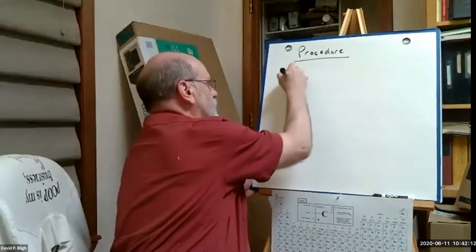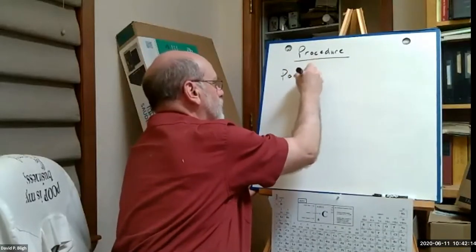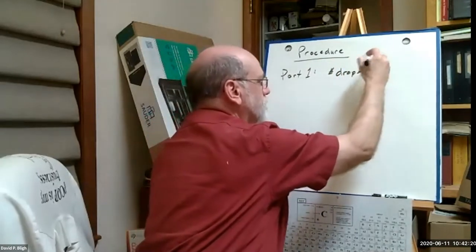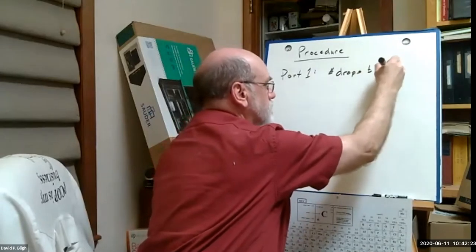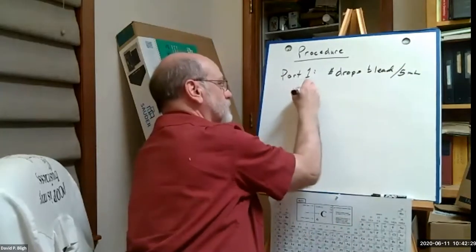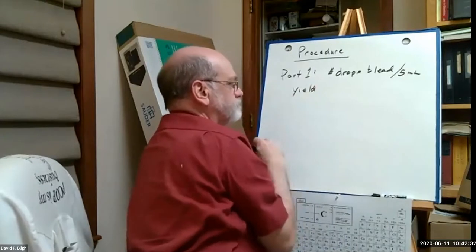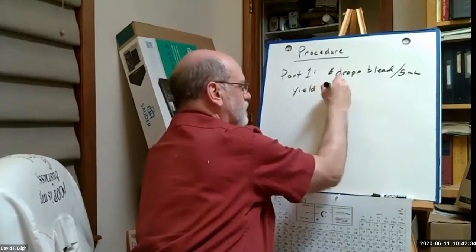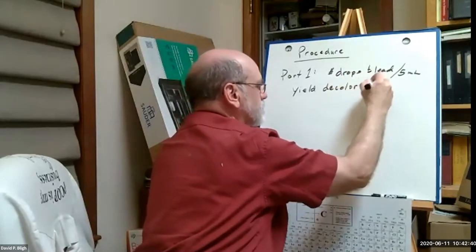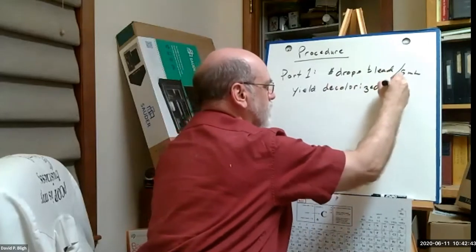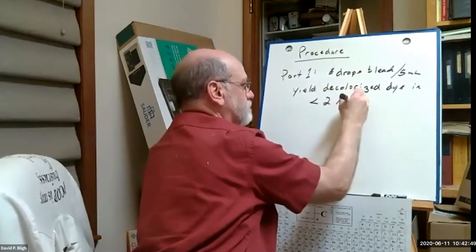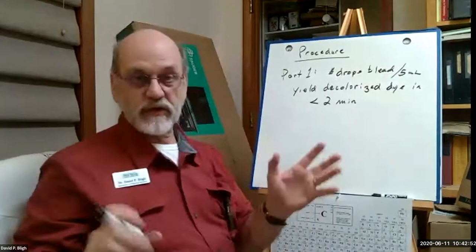So part 1 is number of drops of bleach per 5 milliliters to yield decolorized dye in less than 2 minutes. Okay? So how do you do that?